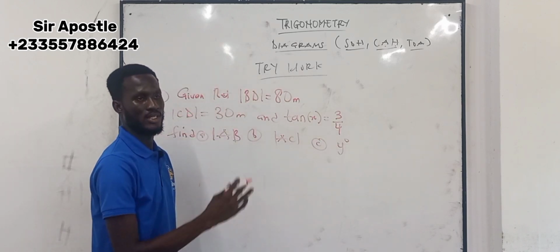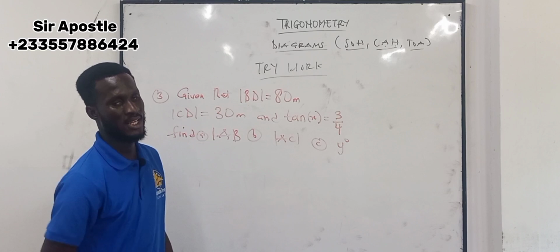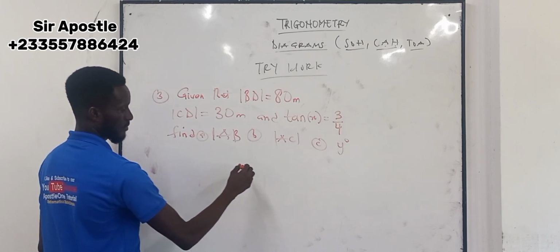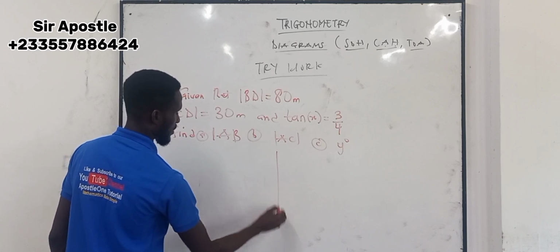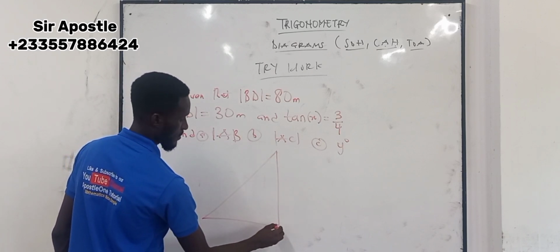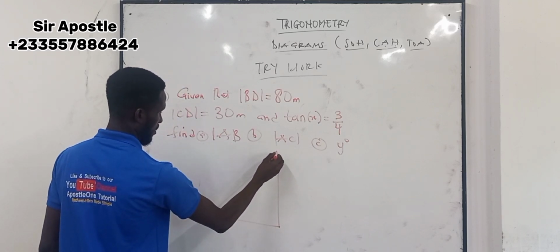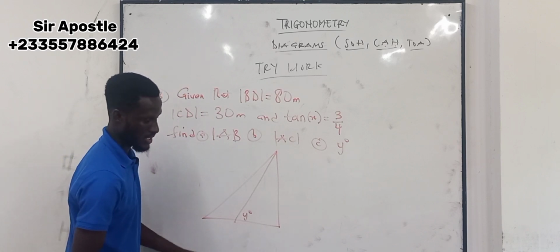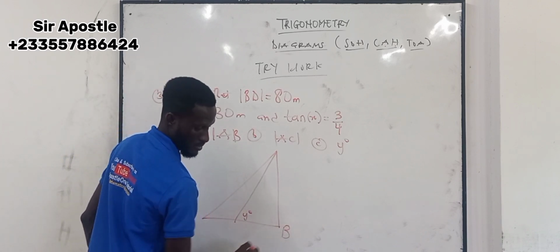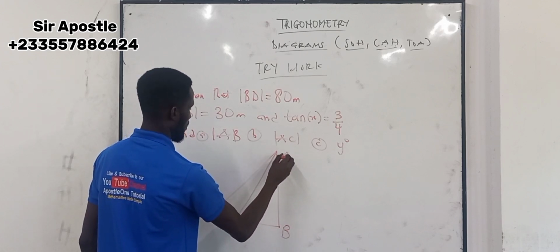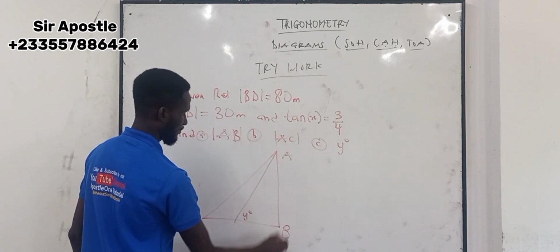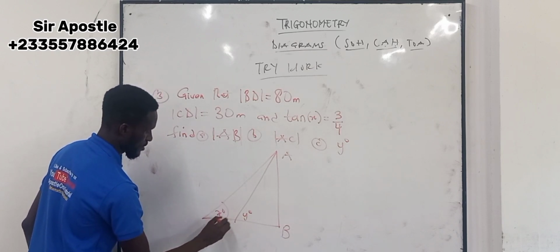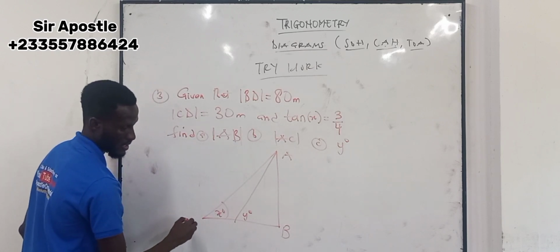You see, all these 3 questions are similar to the one that I just solved. So just to boost your understanding. Now, so there's the diagram. Here is Y degree. Here is B. Here is A. So we have solved for AB. Here is X degree. Here is D.